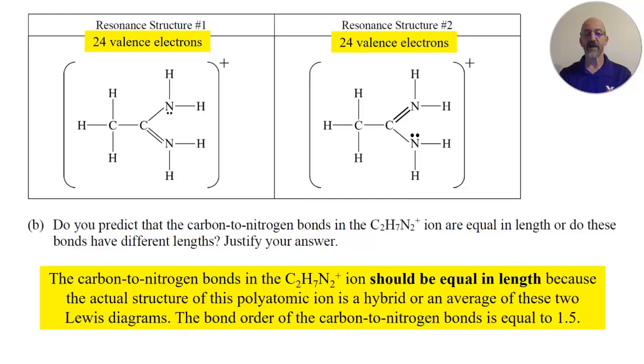So the answer is that the carbon to nitrogen bonds in the C2H7N2+ ion should be equal in length, because the actual structure of this polyatomic ion is a hybrid or an average of these two Lewis diagrams. So when you have two equivalent resonance structures, then the actual structure is an average of the resonance structures. So the bond order of the carbon to nitrogen bonds in this polyatomic ion is 1.5. All right, well, that is the answer to question 4.